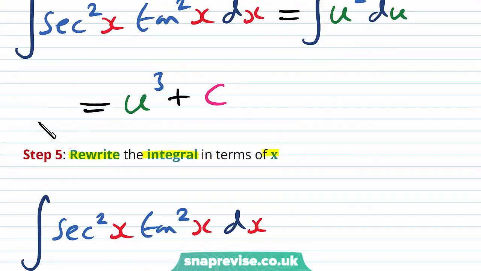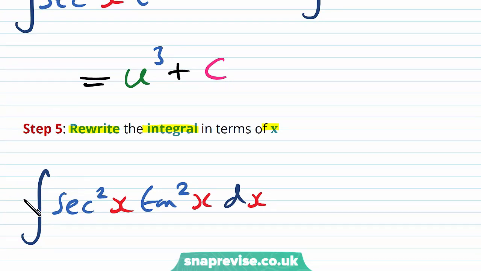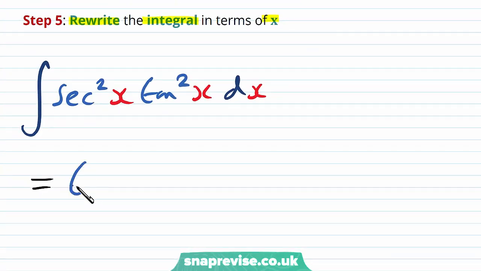And therefore, by putting this back into our expression, we have u cubed plus c, which is going to be tan cubed x plus c.